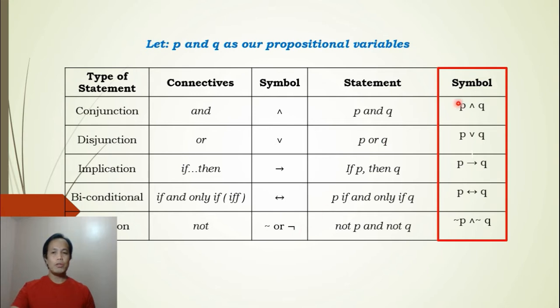These are what we call the different symbolic logic given the different statements. So for example, if you are given P and Q, since this is a conjunction, we use the word and as our connector. So that's why we use this symbol, P and Q. And the same also goes for the rest of the different types of propositions. Okay, so let us proceed to our first example.